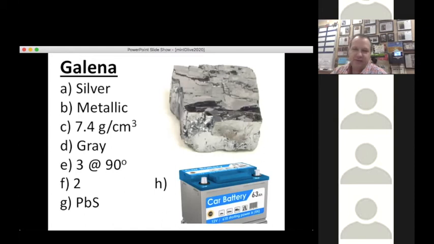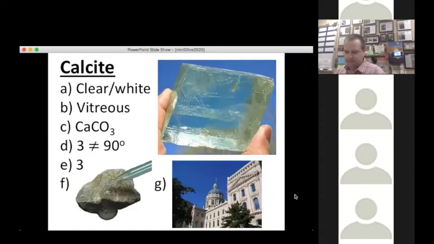Letter H, I asked, what do we use galena for? Well, it is what we call an ore. We can get lead out of galena. And we use lead for things like batteries, especially car batteries, big batteries. One more mineral for today. We had calcite. Now, calcite's a very special mineral for Indiana.